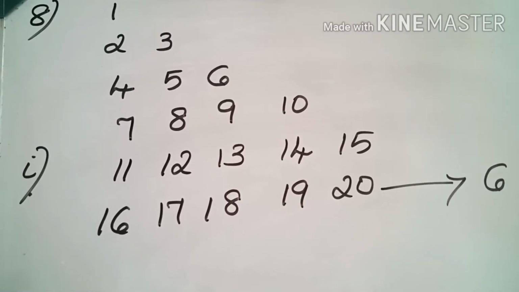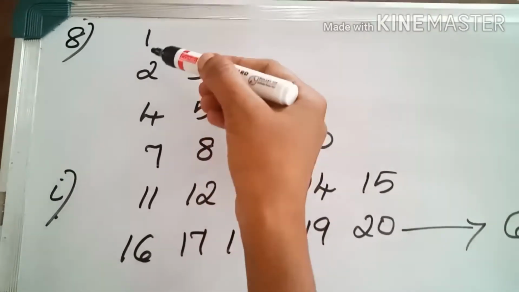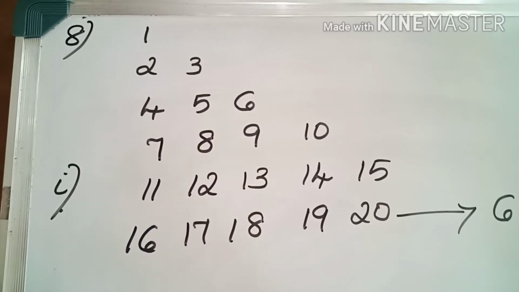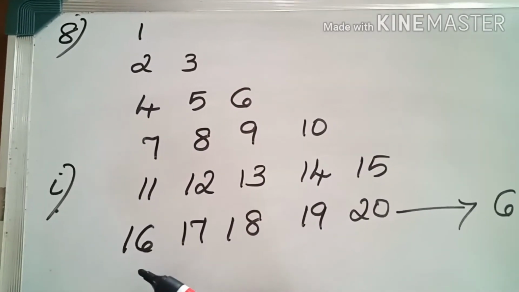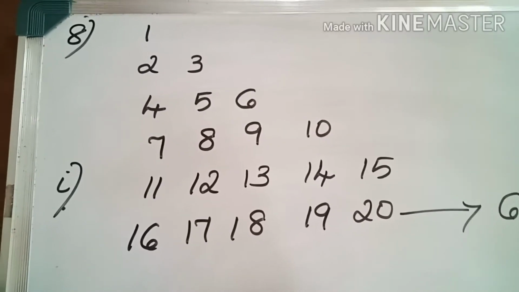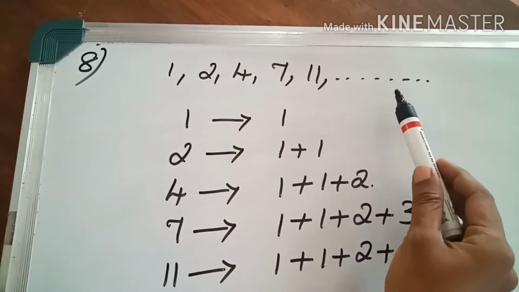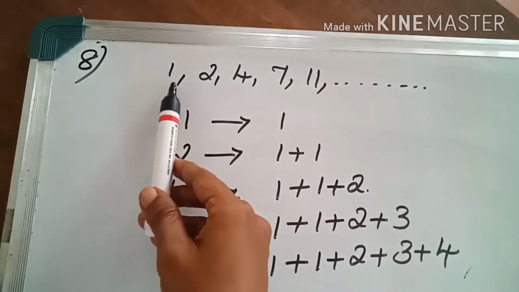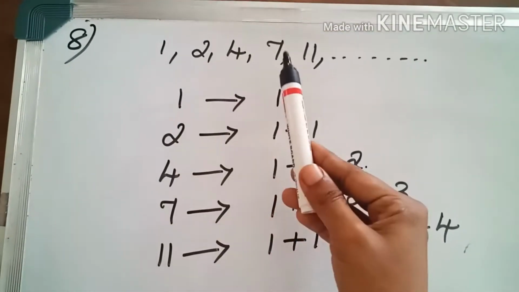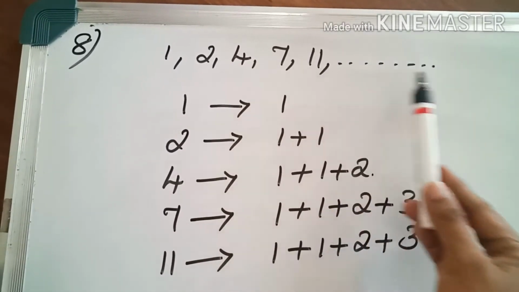So in order to find the first number, we have to consider these numbers. Okay. 1, 2, 4, 7, 11, 16, like that. By considering these numbers, we can find the first number of the 10th line. Now consider this. These are the first numbers of each line. First line's first number 1. Second line's first number 2. Third line's first number 4. Fourth line's first number 7. Fifth line's first number 11. This is continuing like this.